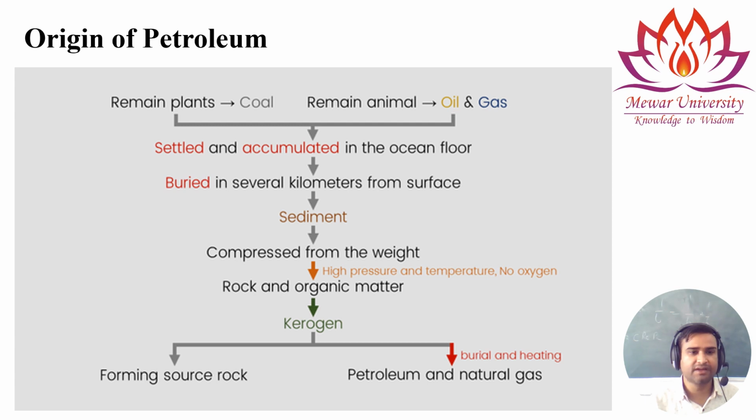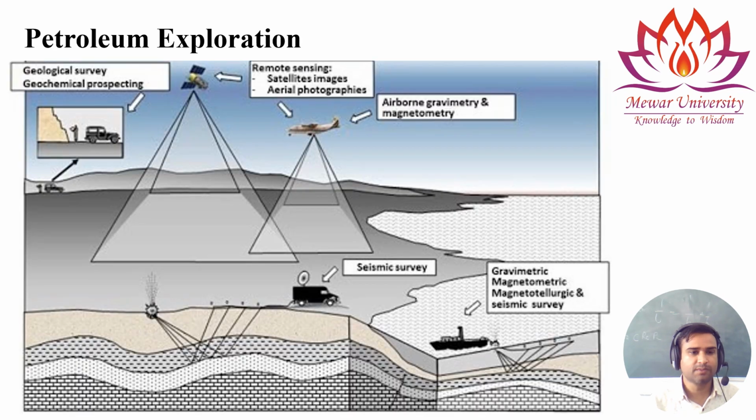This rock and organic matter was converted into kerosene. Kerosene is a pre-form, a premature form of hydrocarbon. This kerosene forms source rocks, petroleum and natural gas. From this the source rock is created, and petroleum and natural gas are created. The source rock is the rock where petroleum and natural gas are deposited.